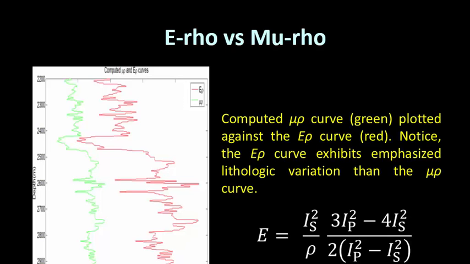So now let's talk about the E-rho attribute on Montney shale. This is how we started off. This is the Mu-rho attribute. I apologize for this light green color. The person who works with me didn't realize that this would eventually be projected on the screen, so he just used that color, light green. But that is the Mu-rho curve calculated from the IP and IS curves.